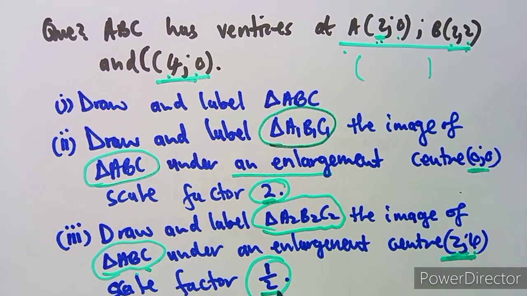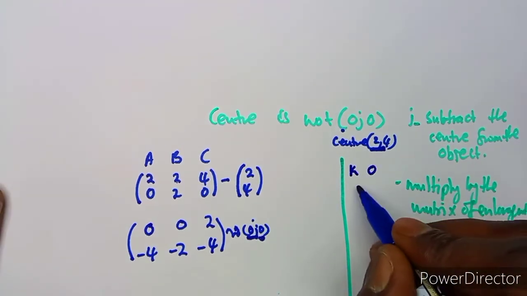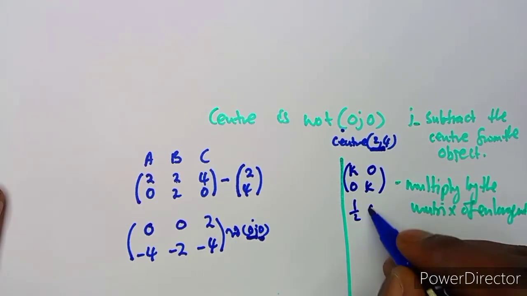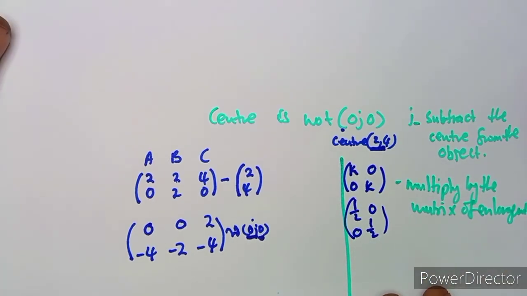Our scale factor is a half. And I said when you are given a condition where you are given a scale factor for enlargement, the matrix is k 0 0 k. So your k is a half in this case, which is the scale factor. So this is what you're going to use. All right, so we have got a half there.